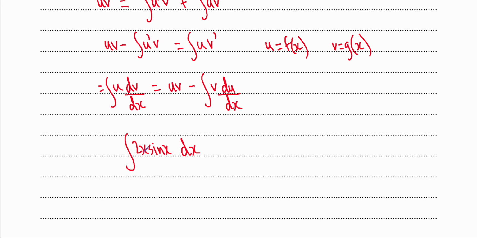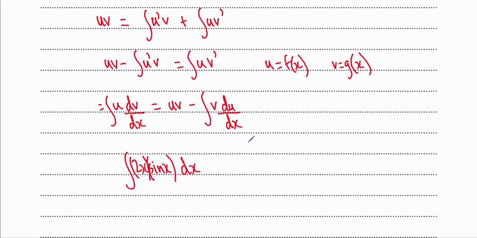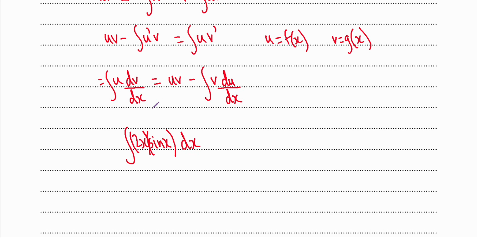So now this is the reverse product rule, because now we have a product of two functions. We have the function 2x, and the other function is sine of x. So if you compare, you can write 2x sine of x as u dv/dx. Well, how do I know what is u and what is dv/dx?